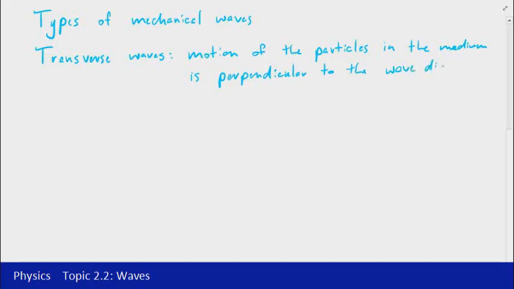So that gives us the definition of a transverse wave. Some examples of that sort of scenario would be things like the vibration of strings, so any stringed instrument, whether it's a guitar or a violin or any of those sorts of instruments. Another example would be S waves in earthquakes.